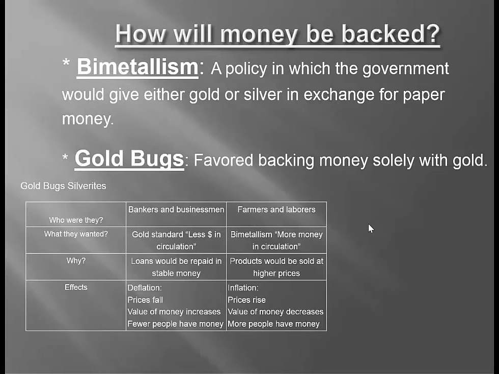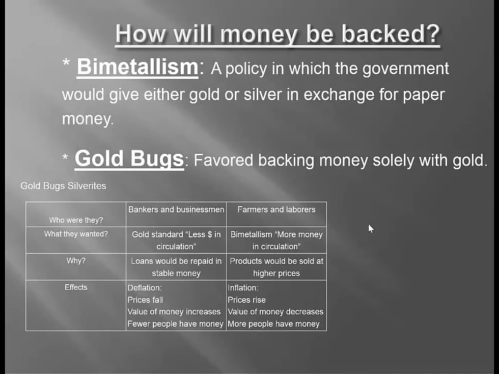So we have a little chart here, Goldbugs and the Silverites. Who were they? Bankers and businessmen, farmers and laborers. The bankers and businessmen wanted the gold standard, less money in circulation. They wanted that deflation. The farmers and laborers wanted more money in circulation. With the bankers and businessmen, you would have stable money, and the money would be worth more. The farmers and the laborers wanted that inflation, more money in circulation, so the products could be sold at higher prices. So really you're looking at two effects that are almost diametrically opposed.